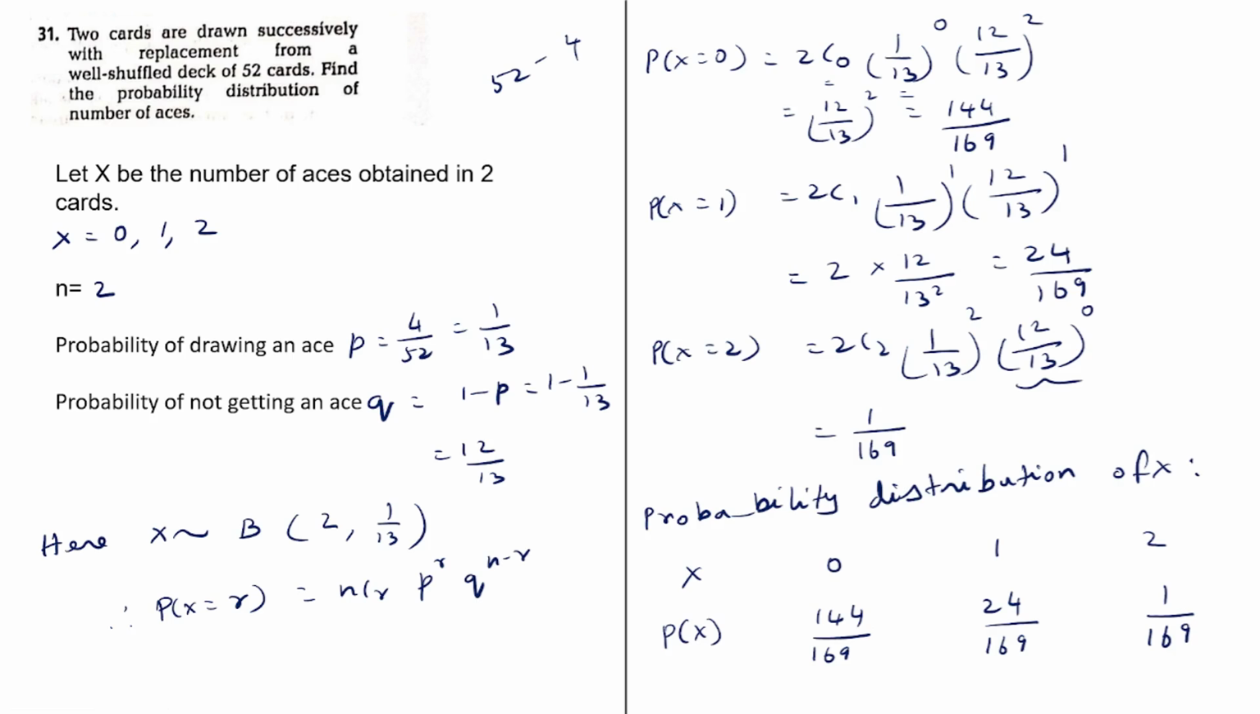Here finding the probability of success, probability of failure and writing the distribution, all these carry 1 mark. Then finding the value of each of the probabilities carries 1 mark, and drawing the probability distribution table carries 1 mark. A total of 3 marks for this question.